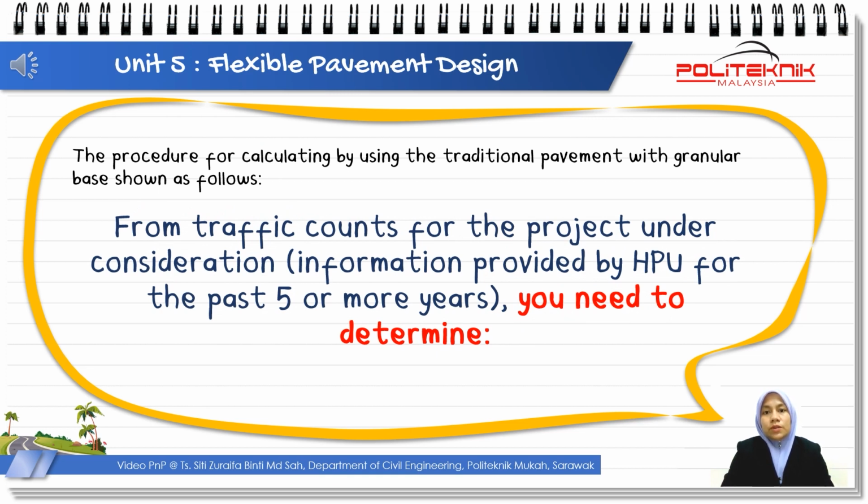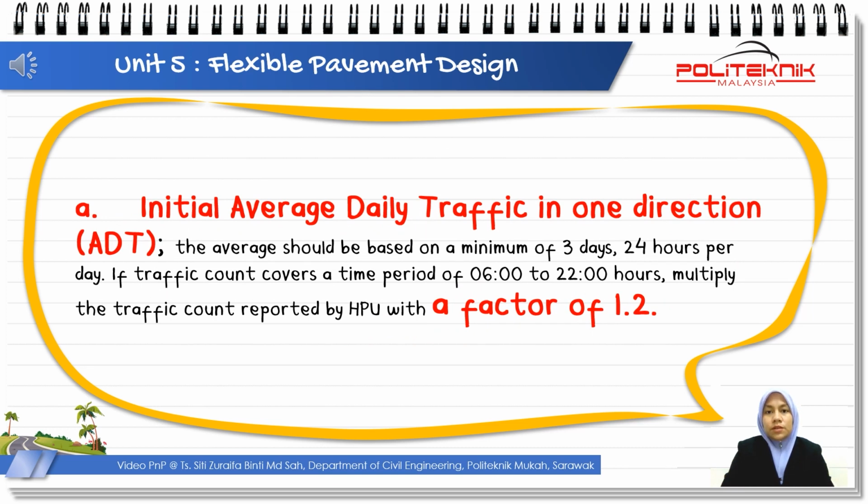From traffic counts for the project under consideration, the information provided by HPU for the past 5 or more years, you need to determine the initial average daily traffic in one direction, ADT. The average should be based on a minimum of 3 days, 24 hours per day. If the traffic count covers a time period of 6 to 22 hours, multiply the traffic count reported by HPU with a factor of 1.2.